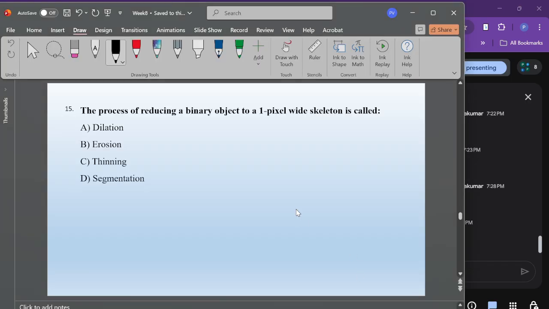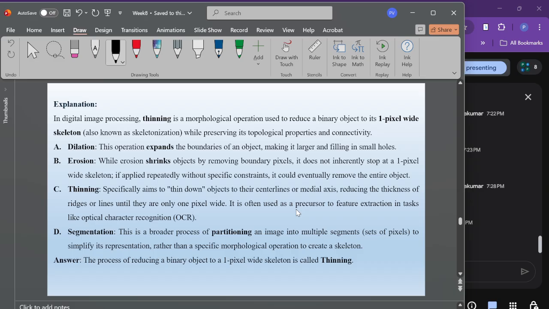Let's see. In digital image processing, thinning is a morphological operation that is used to reduce a binary object to its one pixel wide skeleton while preserving its topological properties and connectivity. So we will see what the other options mean.